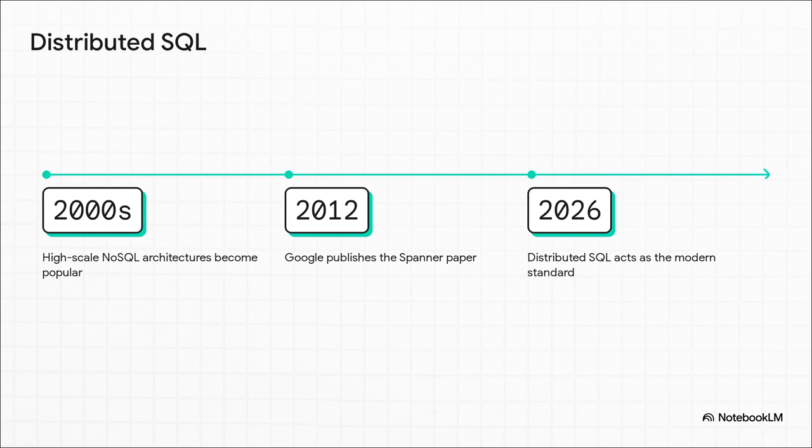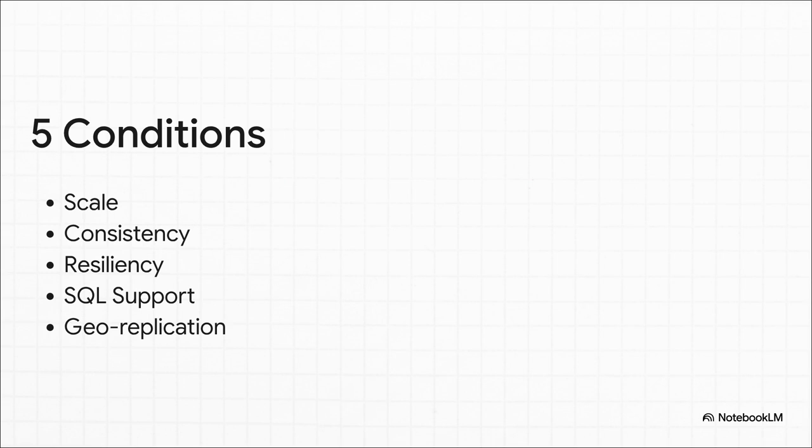Now, to be considered a true distributed SQL database, there are 5 mandatory conditions that must be met. It must effortlessly scale by just adding new nodes. It must maintain strict consistency so your data is never wrong. It requires resiliency to survive hardware failures. It must offer full SQL support for things like complex joins. And finally, it needs georeplication, meaning the data can be seamlessly distributed across multiple regions all over the world.